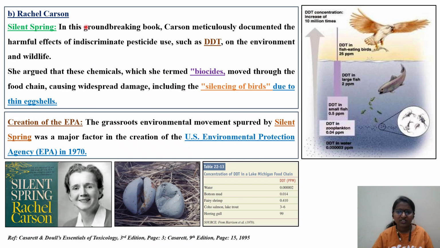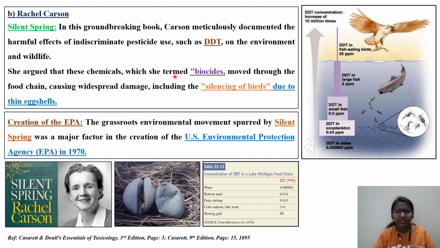Then option B was about Rachel Carson. Rachel Carson is again a very important person, and her contributions to toxicology framed very big, important principles. She wrote a particular book called Silent Spring, which was a groundbreaking book, and what she mentioned in that book is about the indiscriminate use of pesticides like DDT, the organochlorine class of pesticides. The major thing is that they had biomagnification or biopersistence in the environment. As you know, the basic definition of bioaccumulation is low concentration to high concentration as you go up the food chain, right?